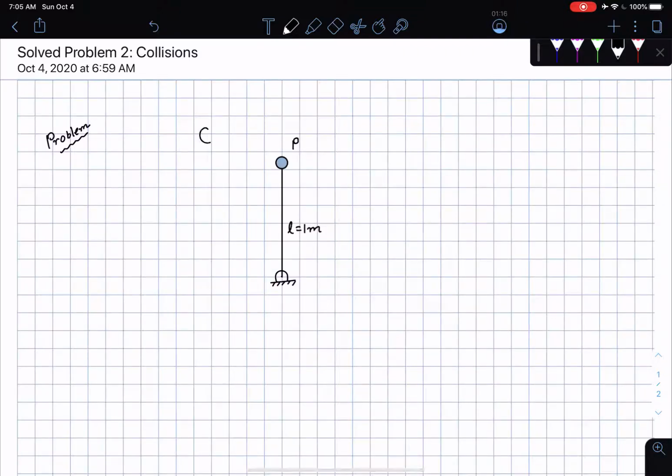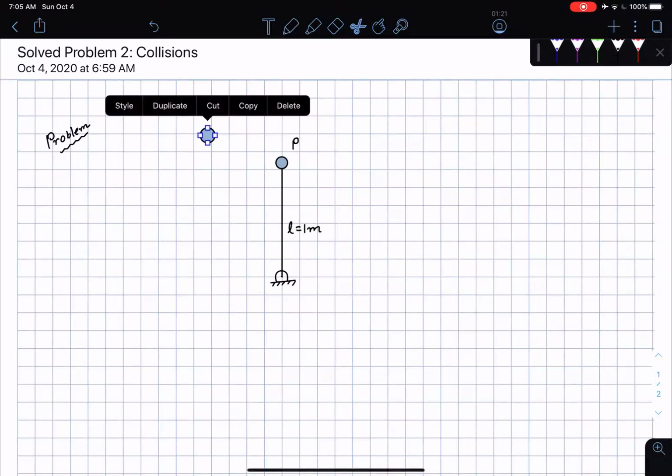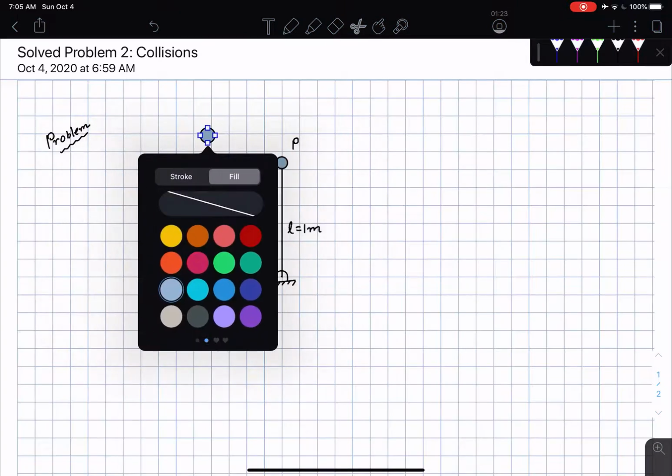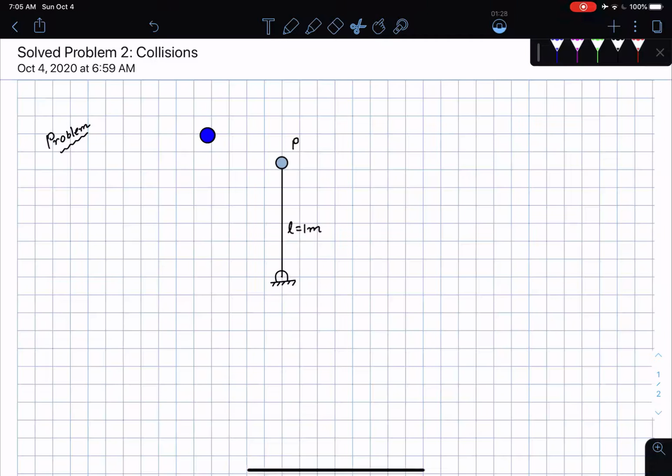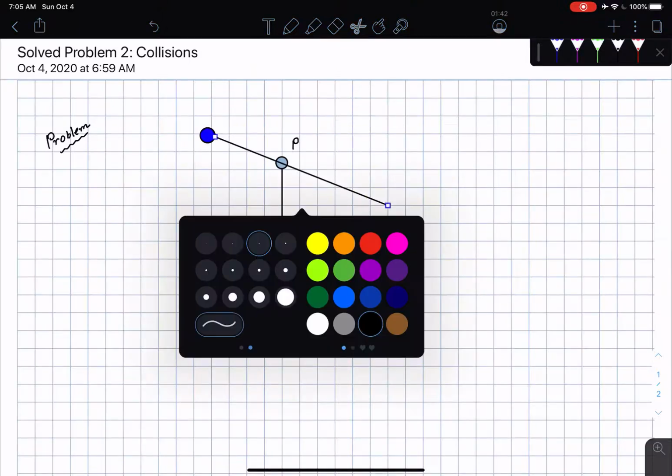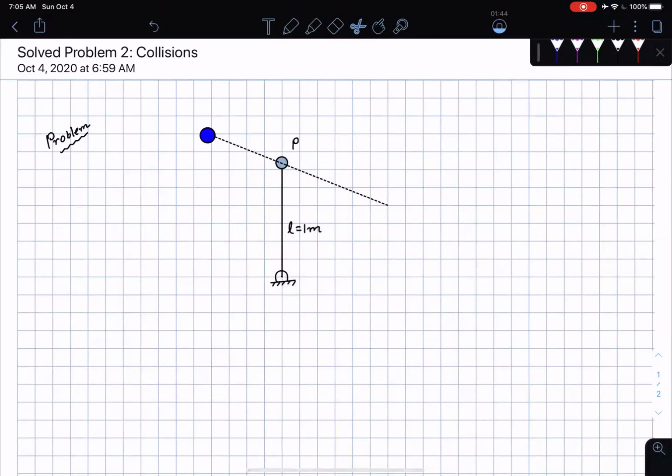Okay, so here's a ball, and let's say that I'm going to fill it with a different color. Okay, so here is a ball that is coming and striking the pendulum. This is the direction of the velocity of the ball as it strikes the pendulum. Okay, so this ball is traveling in this particular manner. Let me extend this line here because I want to make use of this line to show you something else. So this is the line of the velocity of the ball, and let's say here is the velocity of the ball.